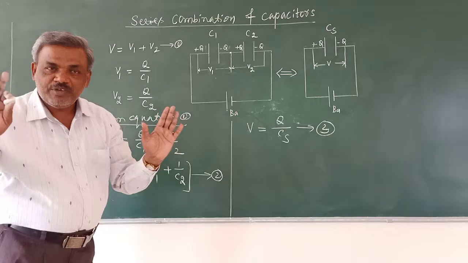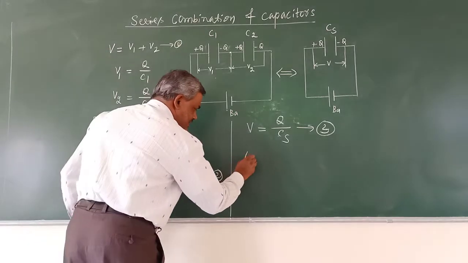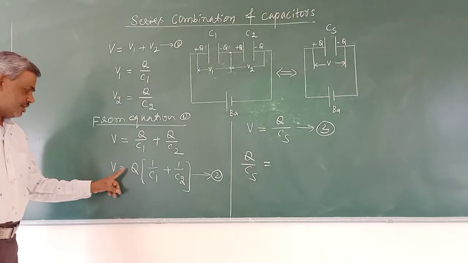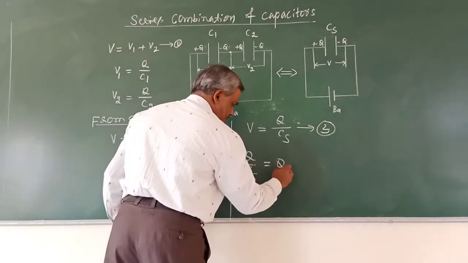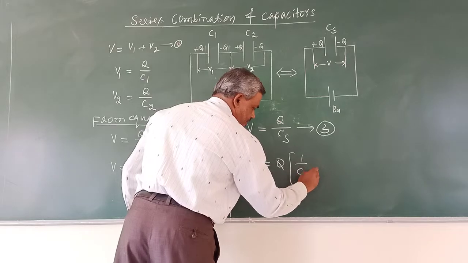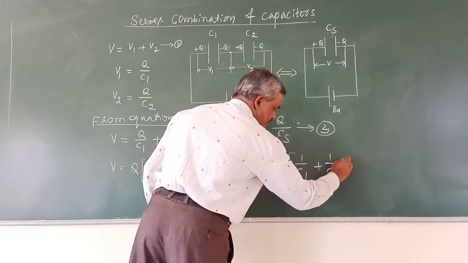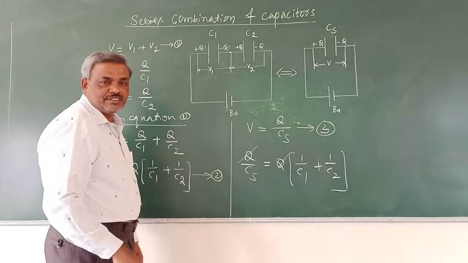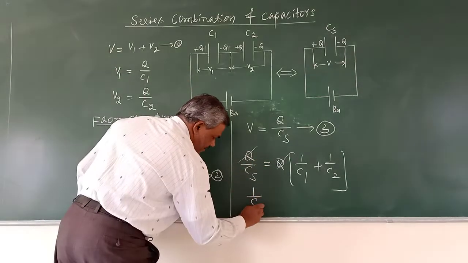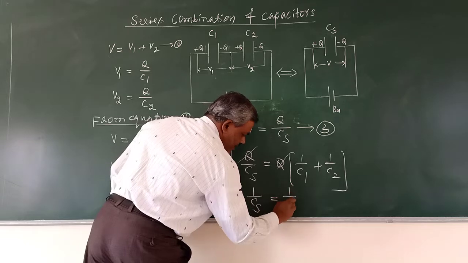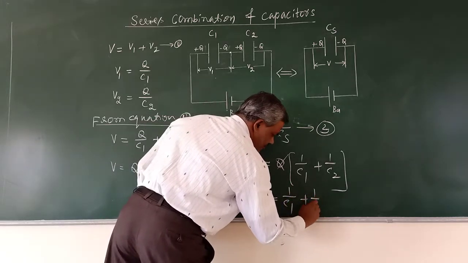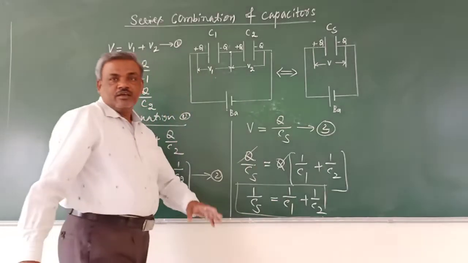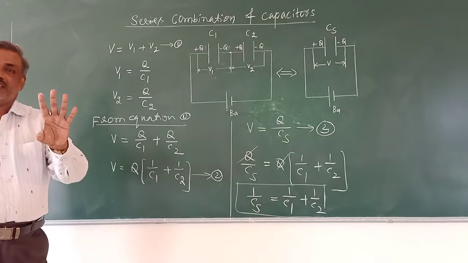Now comparing equation 2 and 3, Q by CS equal to Q into 1 by C1 plus 1 by C2. Now here Q cancels on left side and right side. The final 1 by CS equal to 1 by C1 plus 1 by C2. This is the expression for when two capacitors are connected in series.